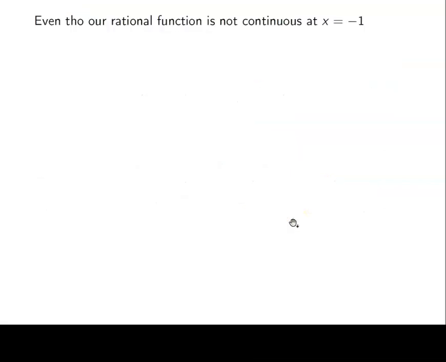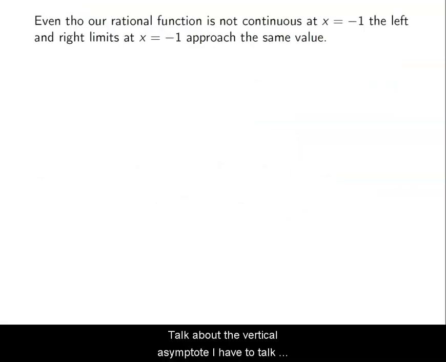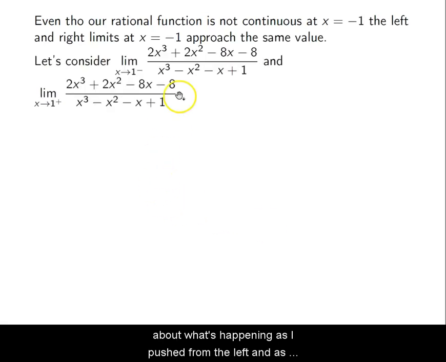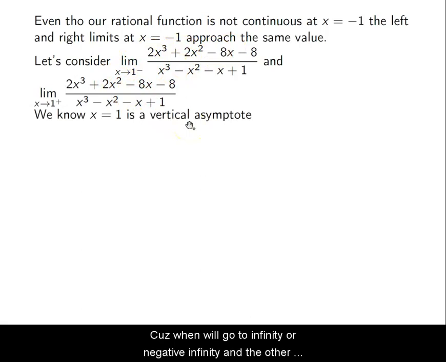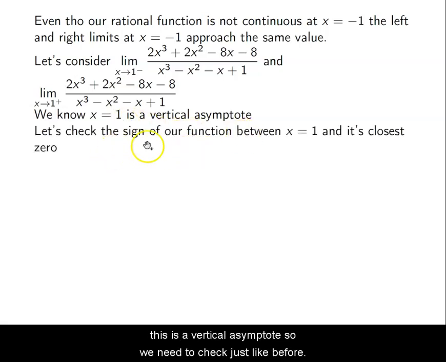So if I want to talk about the vertical asymptote, I have to talk about what's happening as I approach from the left and as I'm approaching from the right. So I have to look at these two limits separately since I have an asymptote. One will go to infinity or negative infinity, and the other will also go to infinity or negative infinity. They don't typically have to agree, but they can. But it's very possible that they go to different levels of infinity, right?